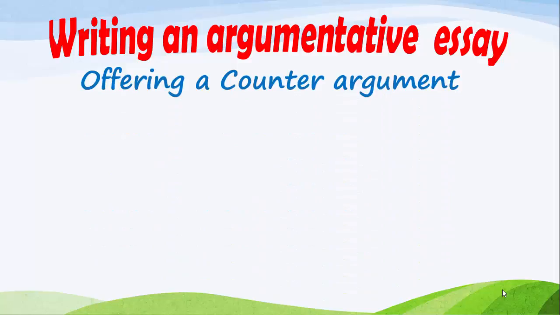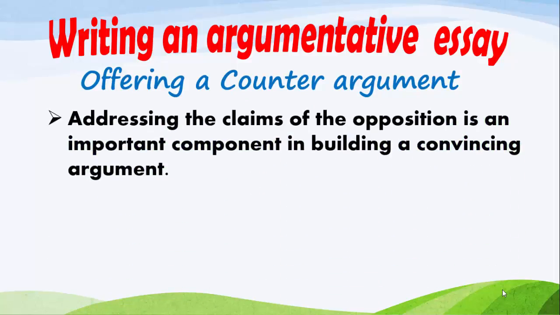When I offer the counter argument, I address the claims of the opposition, which is very important. So addressing the claims of the opposition is an important component in building a convincing argument, which means that in the opposition paragraph, you have to mention the disadvantages.